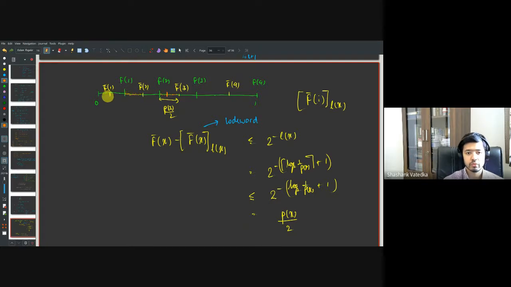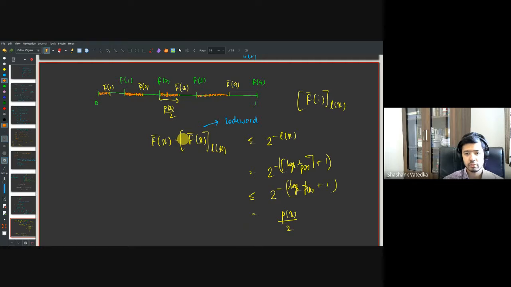All right, so the code word for 1 is going to be somewhere in this interval. The code word for 2 is going to lie somewhere in this interval. The code word for 3 is going to lie somewhere in this interval. The code word for 4 is going to lie somewhere in this interval. Okay, it's going to be somewhere along this interval. So it is some real number.